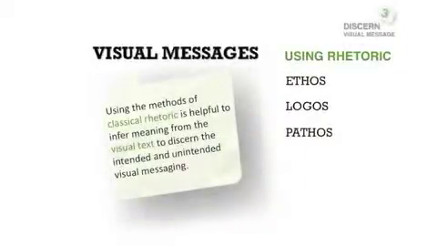Now, using the methods of classical rhetoric is helpful to infer meaning from the visual text that we just talked about in the last section, to discern the intended and unintended visual message. Now, rhetoric is the use of ethos, logos, and pathos. Ethos being an examination of the source, the logos being an examination of the logical appeal that is being intentionally used, and the pathos is the emotional appeal that's being used.